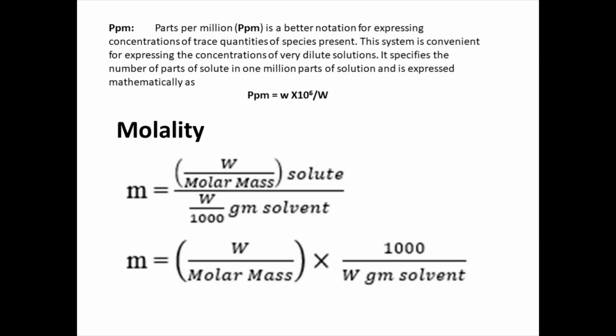Then the fifth item is molality. Molarity is represented by capital M. Molality is represented by small m. Only the change is you have to express in terms of weight. So weight of the substance by gram molecular weight into 1000 by weight of the solution or weight of the solvent. This is how we calculate molality.